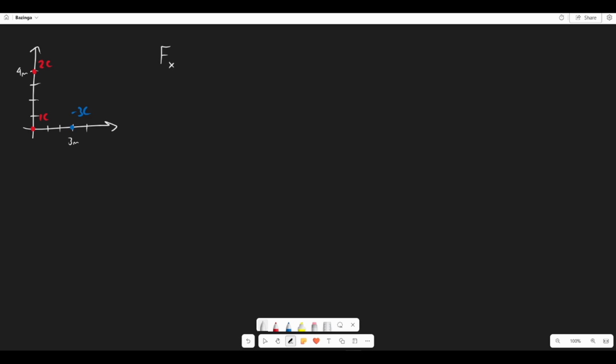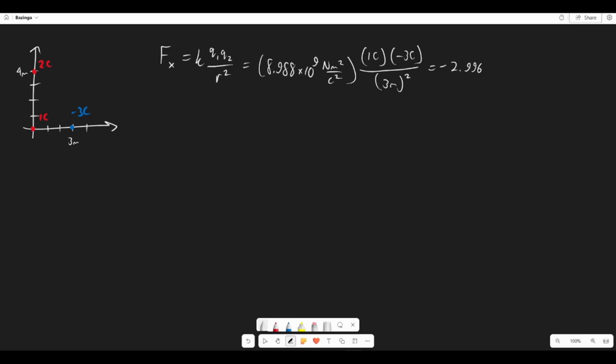We can solve this using Coulomb's law, which states that force equals k q1 q2 by r squared. We can plug in k as 8.988 into 10 to the 9 Newton meters squared per Coulomb squared. Q1 is 1 Coulomb and Q2 is minus 3 coulombs, though the order we choose does not matter. Divided by the distance squared, which is 3 meters. Plugging this into a calculator yields negative 2.996 into 10 to the 9 newtons.